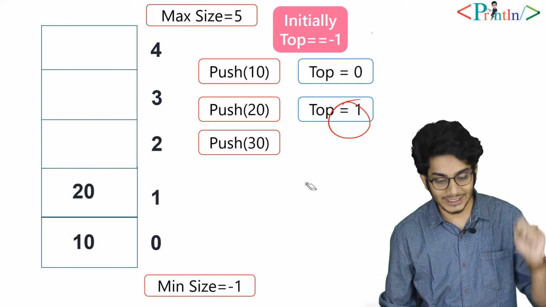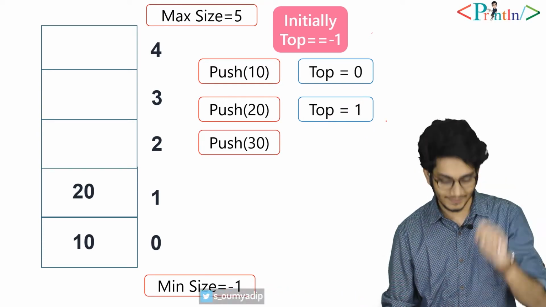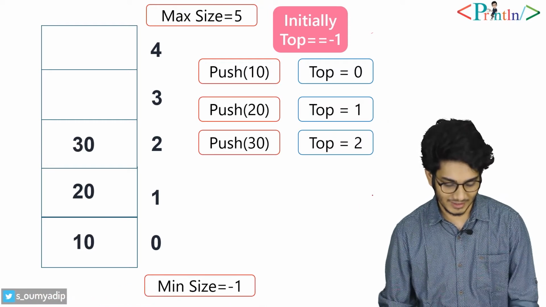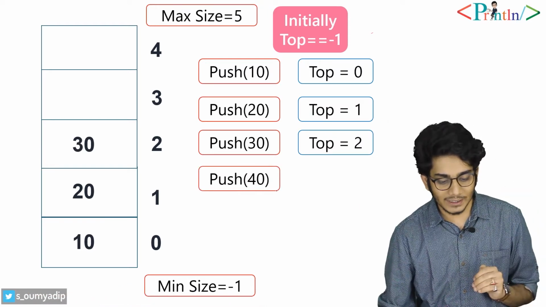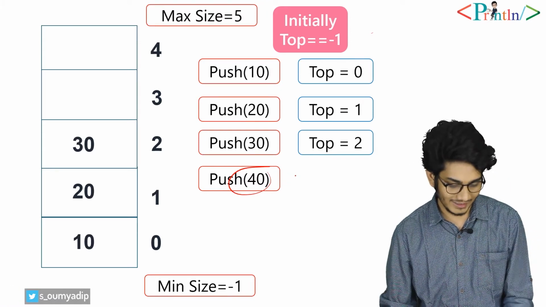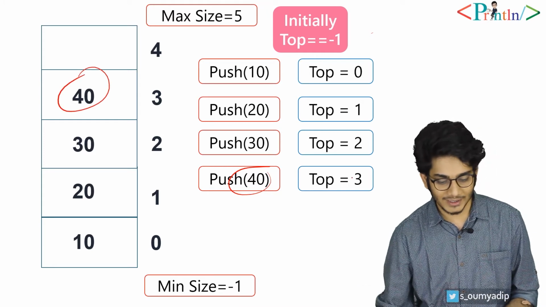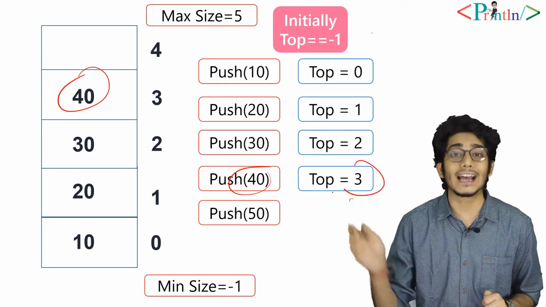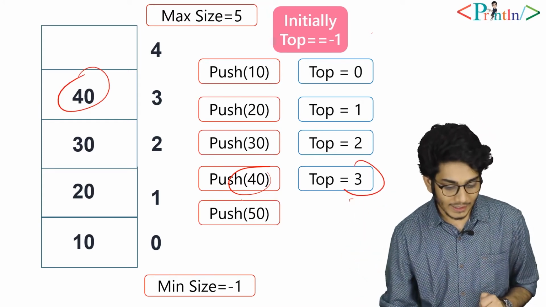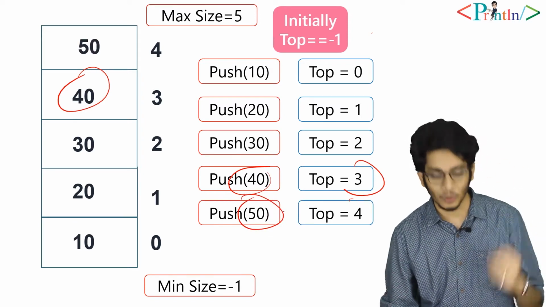Now if we push 30, what will be the value of the top? The value of the top will be 2. Now let's say that we'll push another element, that is 40. Now what will be the value of the top? The value of the top will be 3. Now let's say that we'll push another element. The element is 50. Now what is the value of the top? We all know the value of the top will be 4.